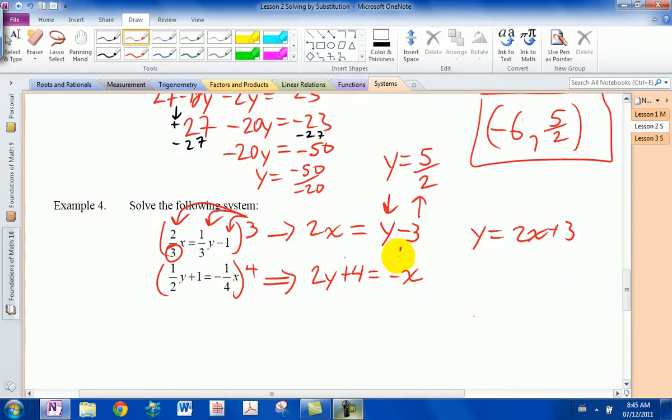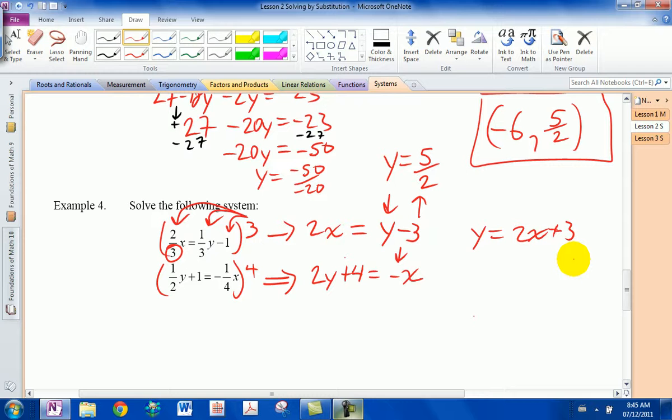Or what about here? How would you get rid of that negative sign? Negative 2y minus 4 equals positive x. Okay. Doesn't matter which one you choose. It does not matter. Which one looks a little easier to deal with? Top or the bottom? Top? Sure. Go for it then. If you want to do the top, go ahead and solve.